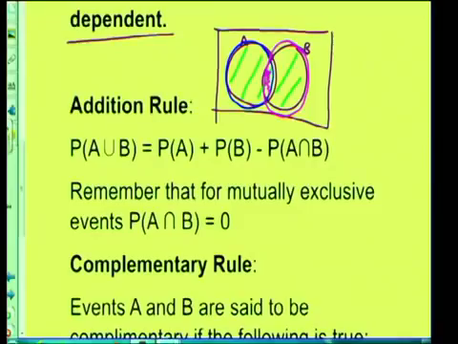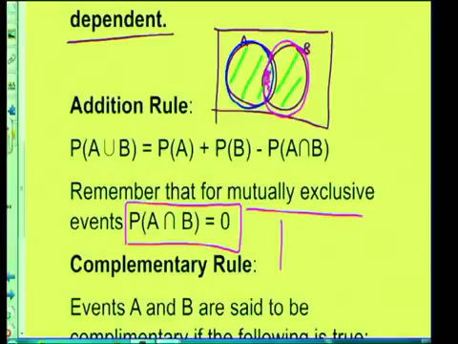And then it says, remember that if the probability of A intersection B is 0, then we have mutually exclusive events. In terms of a drawing, it would be something like this. There would be no common elements. An example of that would be your heads and tails, for example, or boys and girls. You're going to have a boy or you're going to have a girl, but there's not going to be something that is in between.